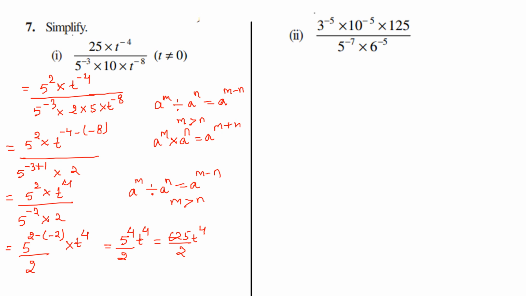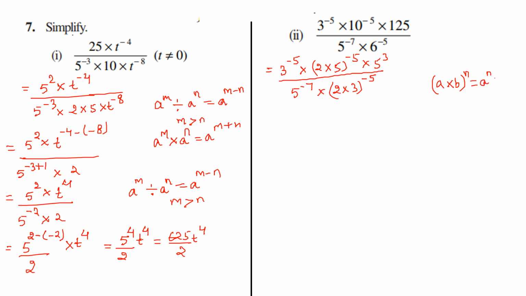So let's write it. I can write it as 3 to the power minus 5 into 2 into 5 whole minus 5 into 5 cube divided by 5 to the power minus 7 into 2 into 3 whole minus 5. Okay. Now I am going to use the law: if a into b whole n, this I can write as a to the power n into b to the power n. So I am going to split here.